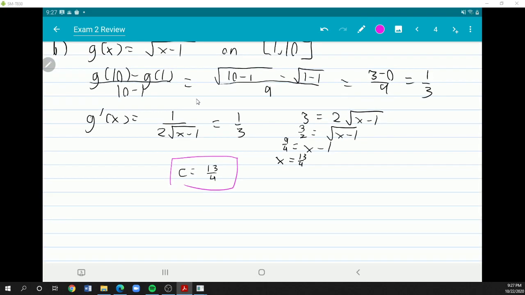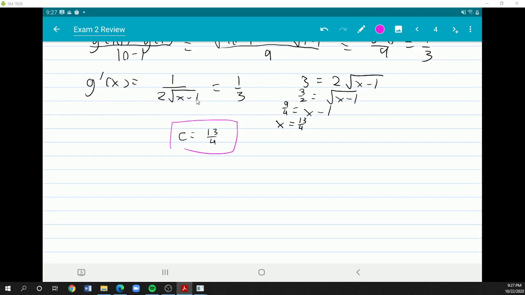Right. So let me make sure that makes sense. So you get square root of 13 over 4 minus 1. 9 over 4. Take a square root, you get 3 halves. Times 2, you get 1/3. Yep. Just making sure.